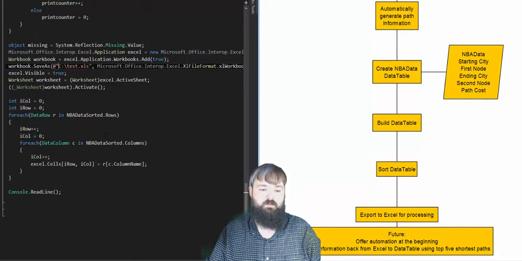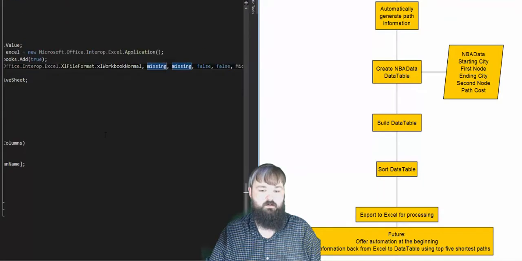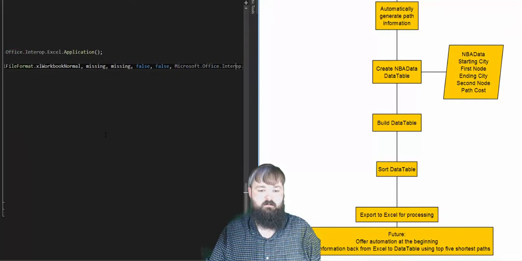Here, it just helps with the formatting of the string that you're producing right here. So this is the first argument. The second argument is how the file format's going to look. The third argument, fourth argument, we're just not going to utilize. Fifth and sixth argument are false. Seventh argument is this save as access mode, and it's no change.